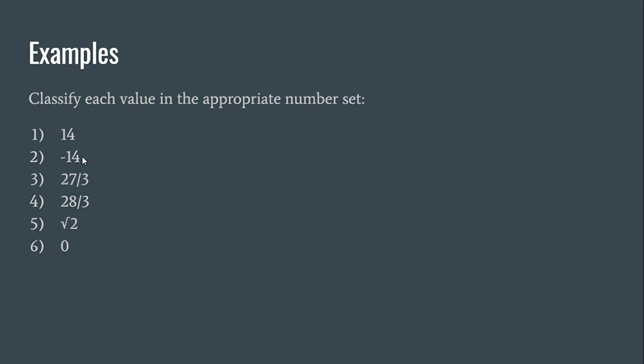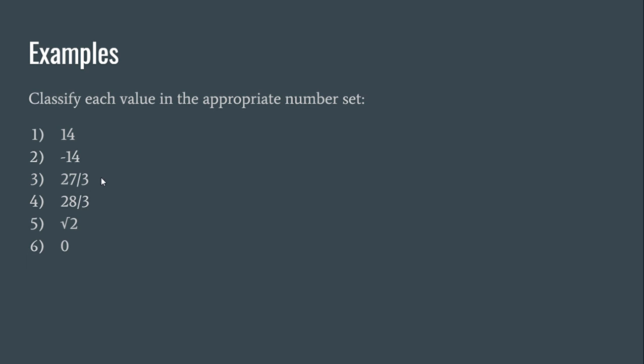Okay, and so number 2, negative 14. Negative 14 is not a natural number, because natural numbers are your counting numbers, which does not include any negatives. It's not a whole number, because whole numbers consist primarily of natural numbers. But it is an integer because it is negative. It also terminates, which makes it a rational number. And since it fell into those 2 categories, it's also a real number. I hope that wasn't too confusing.